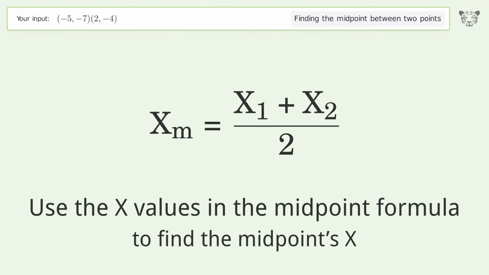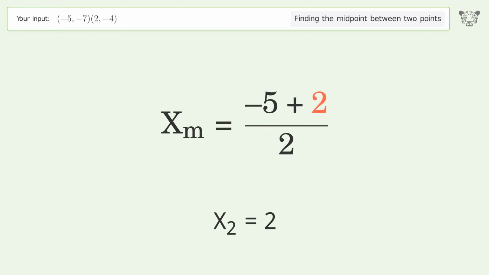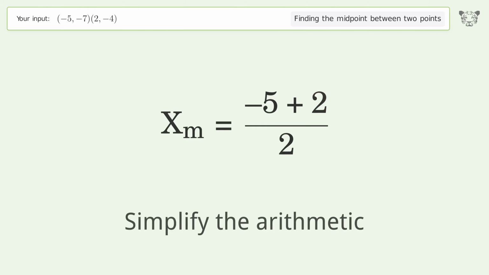Use the x values in the midpoint formula to find the midpoints x. x1 equals -5. x2 equals 2. Simplify the arithmetic.